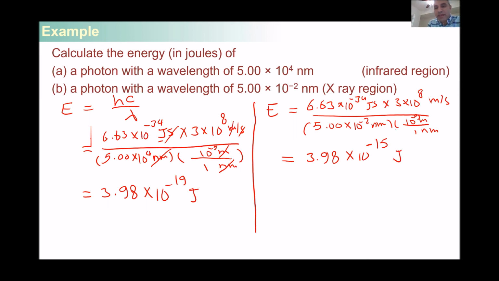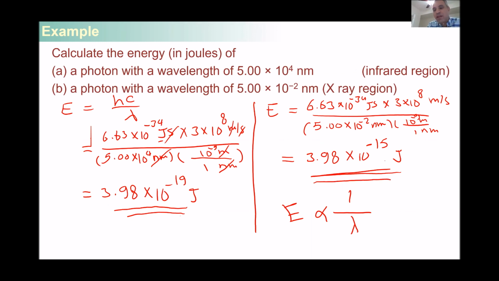And it's clear that the energy associated with the X-ray photon is much higher in magnitude than the energy associated with the longer wavelength photon of the infrared region. As we expected, energy is inversely proportional to wavelength. So longer wavelengths will have smaller energies, shorter wavelengths will have larger energies.